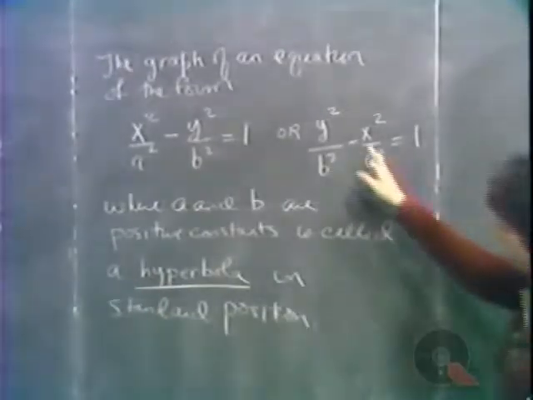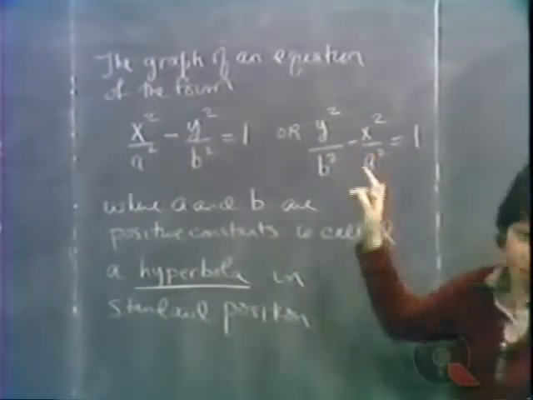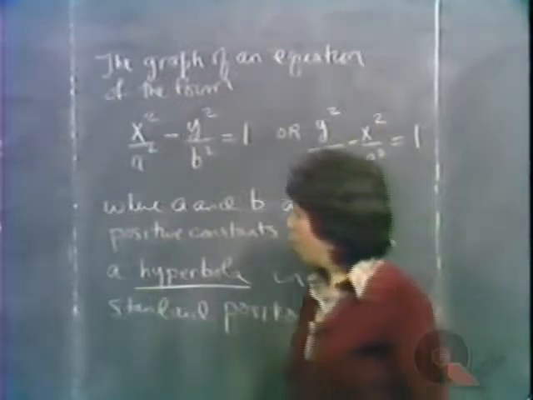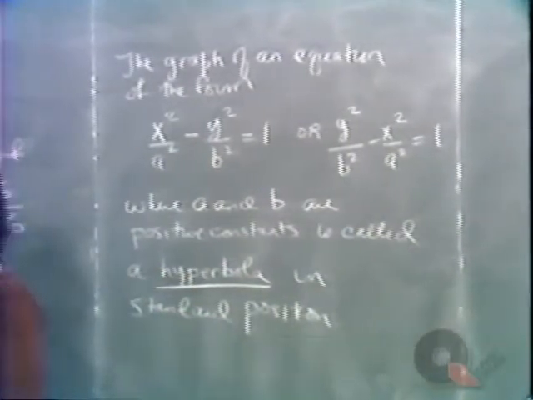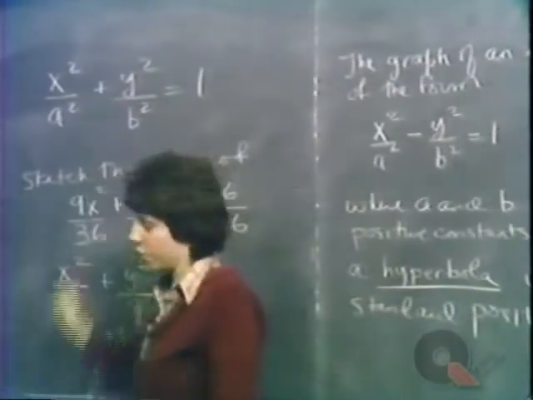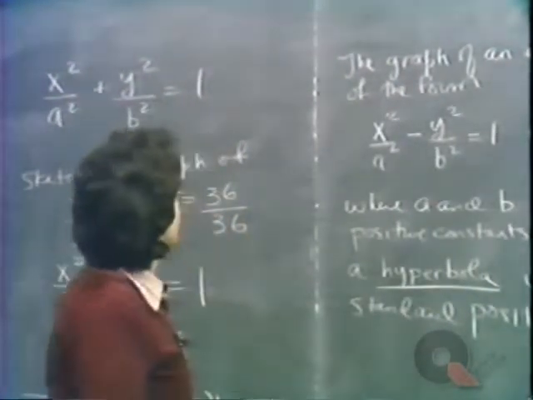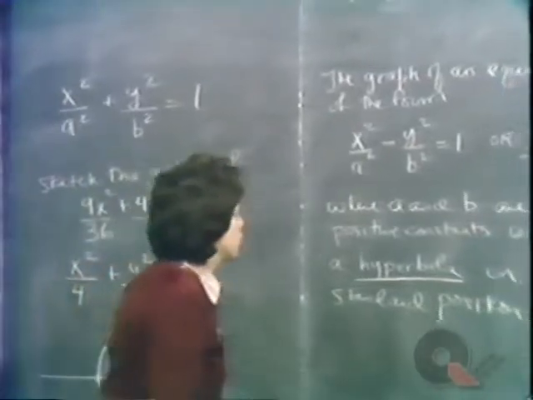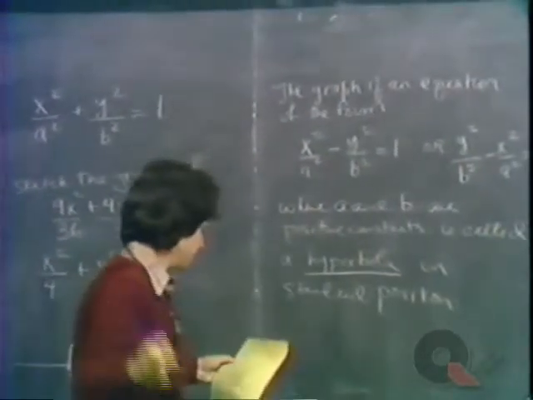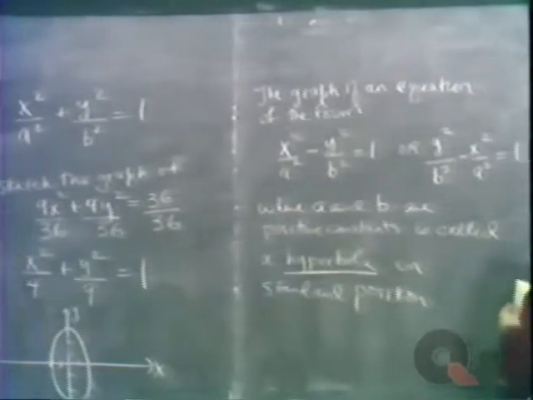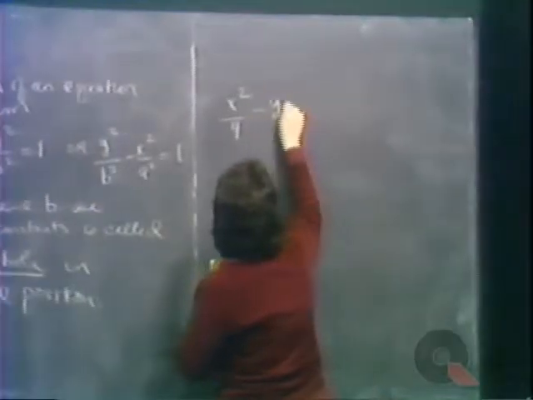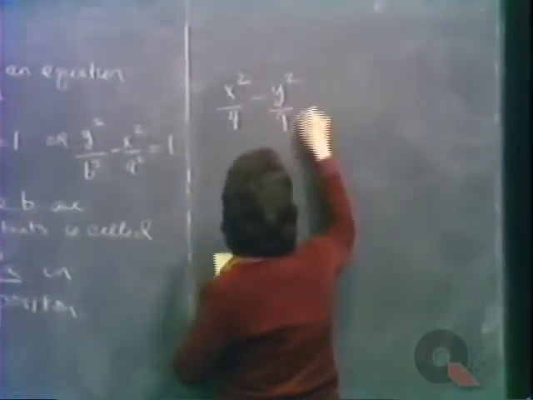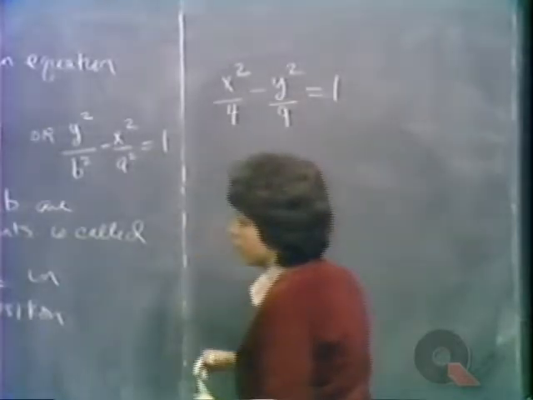Now, if either of these minuses had been a plus, we, of course, would have an ellipse. By changing the sign of one of these terms, either the plus x squared over a squared to a minus or the plus y squared over b squared to a minus, we have changed the curve to a hyperbola. Let's try to sketch the graph of a hyperbola in standard position. Let's look at x squared over 4 minus y squared over 9 equals 1.